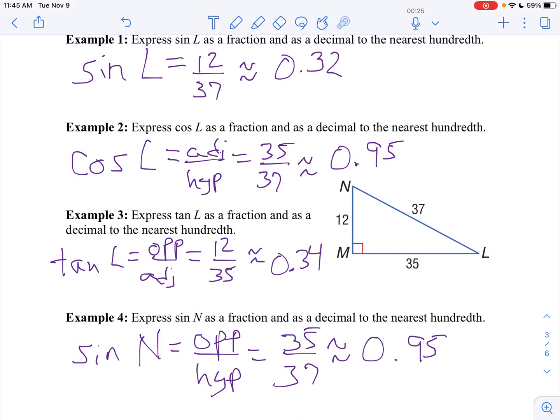That's because cosine is actually an abbreviation. Cosine means the complement's sine. So the sine of angle N and the cosine of angle L are always going to be the same.